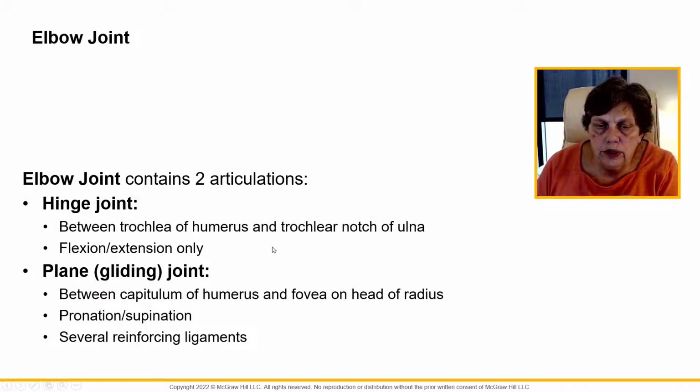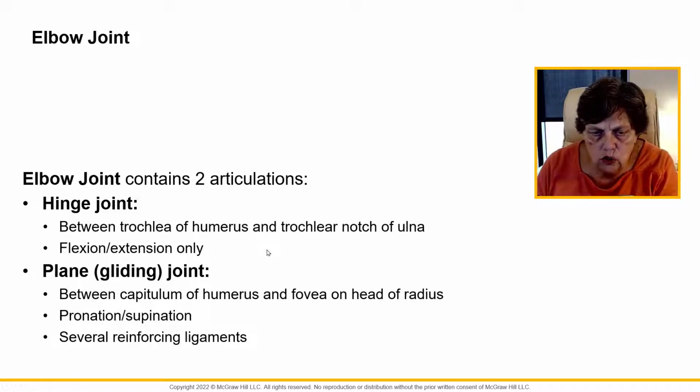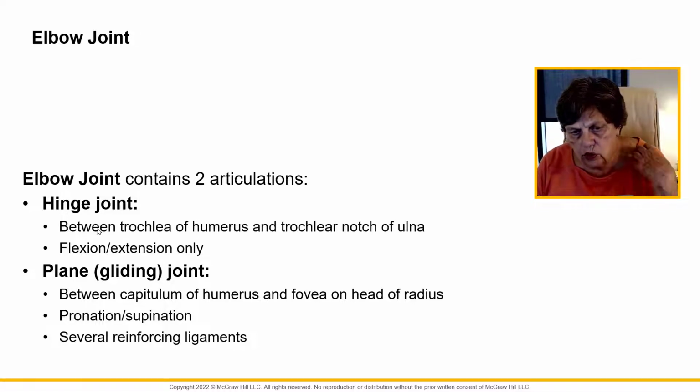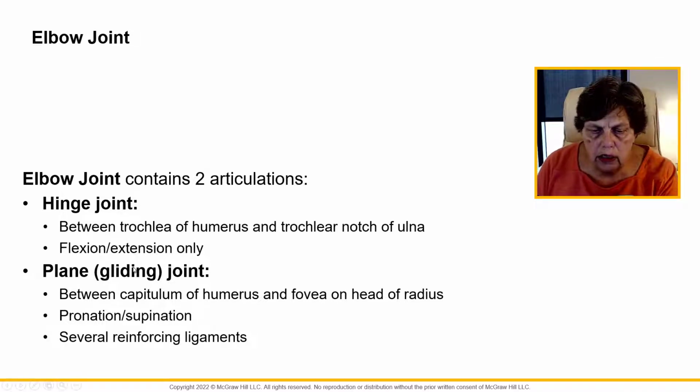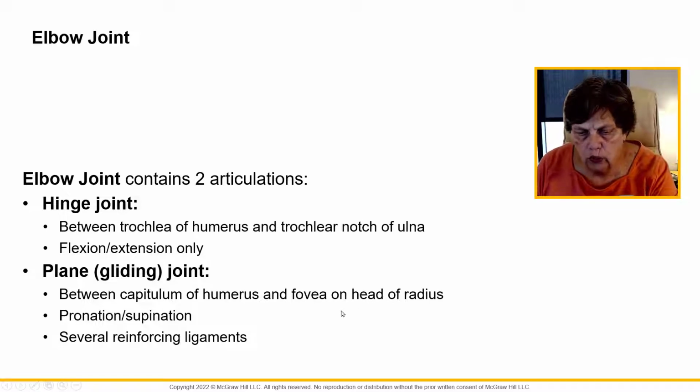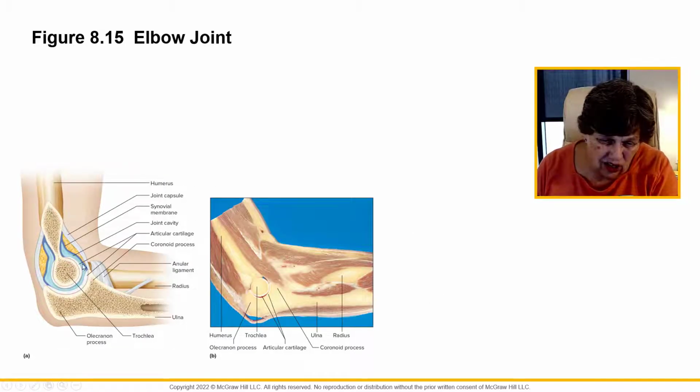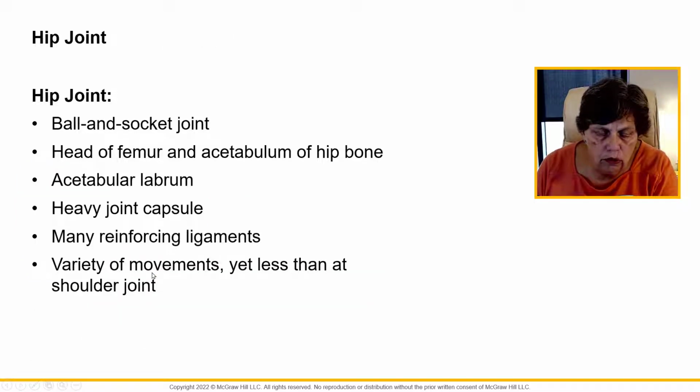All right, so the elbow joint has two articulations, either a hinge joint or a plane joint. We looked at these bones, and I showed you the trochlea of the humerus, and this is the hinge joint, where the ulna comes over that trochlea, and you can do that flexion and extension. The gliding part of that is between the capitulum of the humerus and the head of the radius, where you can actually pronate and bring it over. Okay, so you can take a look at that. Experiment with your own arm.